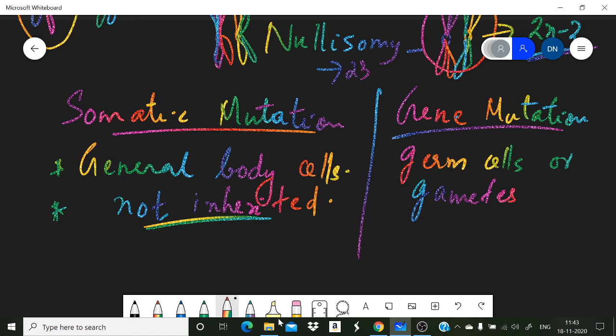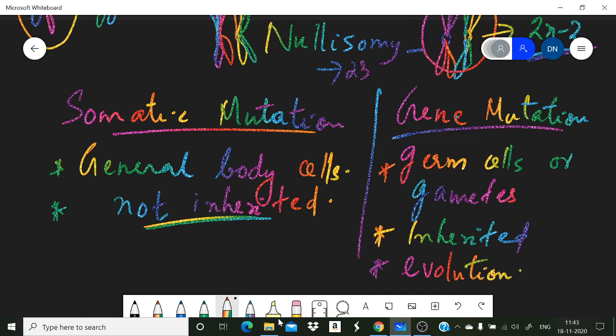They are inherited, and these are harmful. They can pass from one generation to another and may be harmful, and they play an important role in evolution. So this is the difference between somatic mutations.